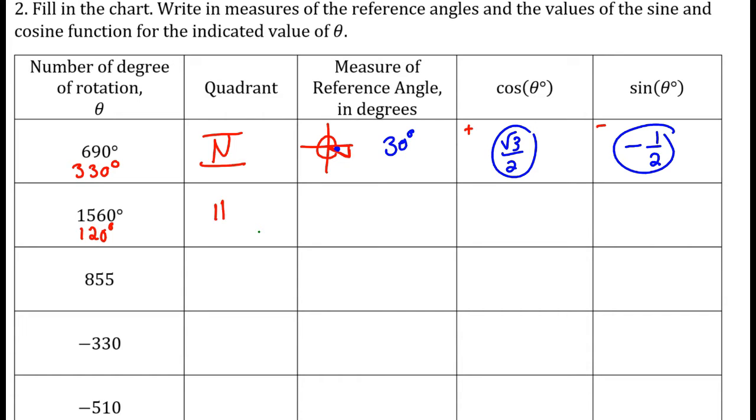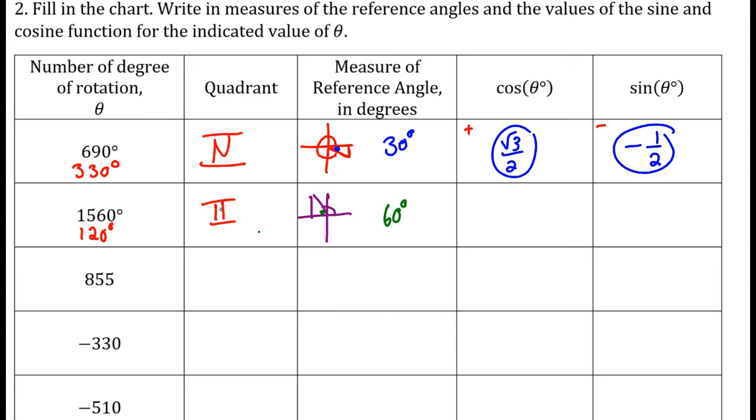120 degrees lies in quadrant 2. What reference angle do we get? So I land in quadrant 2. I spun 120. How much more do I need to get to the x-axis? I spun 120. I need another 60 more to get to 180.